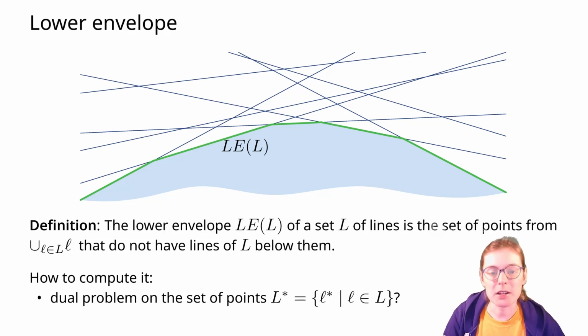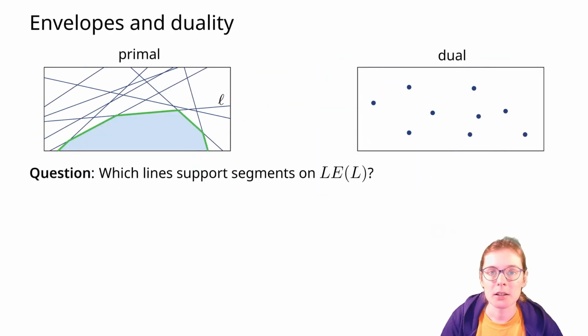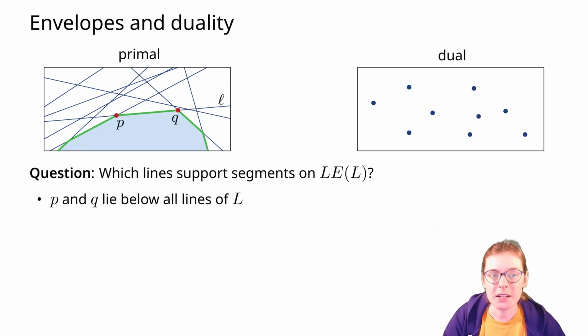Now let's see how we can compute a lower envelope given a set of lines. And of course, because we are using duality, let's see if we can convert this set of lines into a set of points and solve the dual problem on that set of points. So if we have a set of lines in the primal plane, we will have a set of dual points in the dual plane. Let's answer the question of which lines support the segments of the lower envelope. In particular, let's consider some segment with endpoints P and Q.